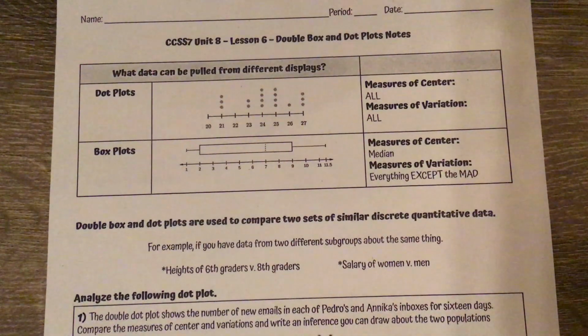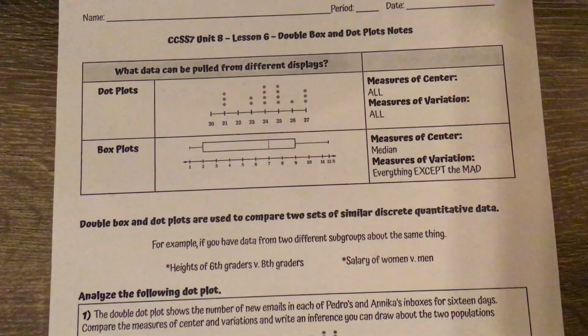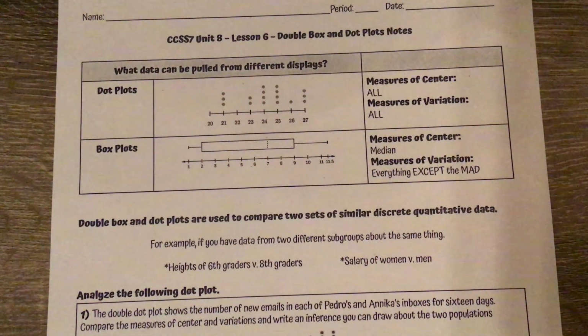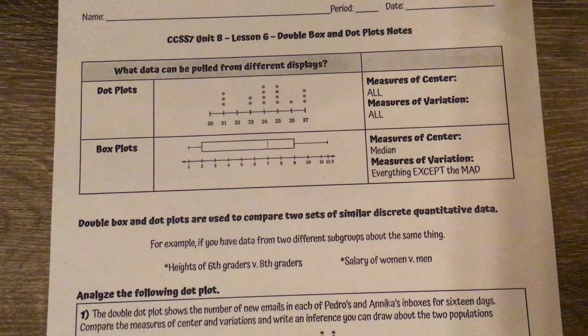Now that we've looked at box and dot plots, we are going to look at double plots. A couple things to note. The reason that we use double plots is we're comparing two sets of similar discrete quantitative data. For example, if you have data from two different subgroups about the same thing, heights of sixth graders versus heights of eighth graders, salary of women versus salary of men. They have something in common, but they're separate subgroups that we are comparing.